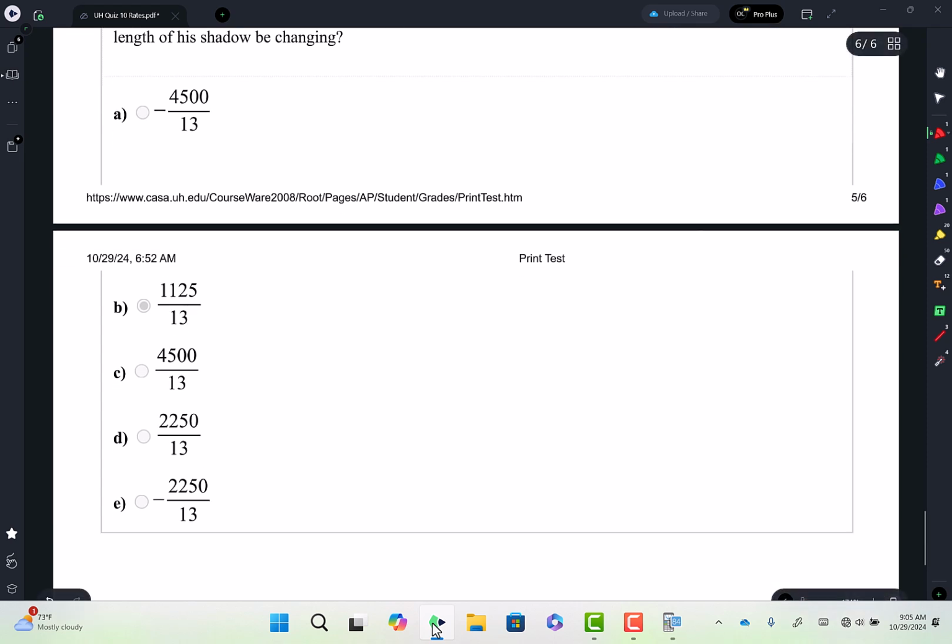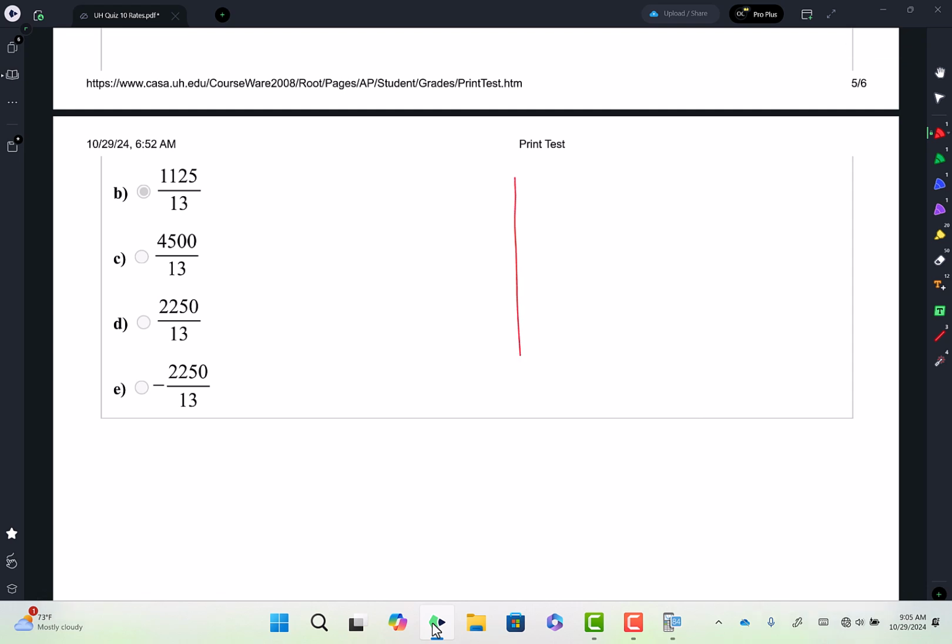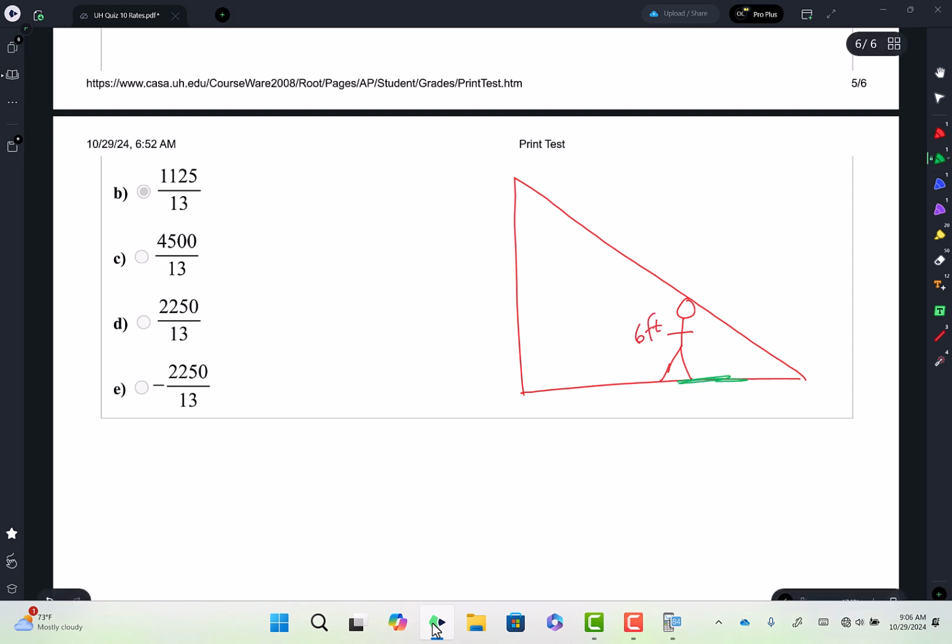Draw a picture. Here's the lamppost. I see a triangle. Here's the guy. This is the shadow in green. I'm going to use S for shadow. And then I'm going to say the distance from the lamppost to the dude, that's X. And this is L for lamppost. Here's the light up there.